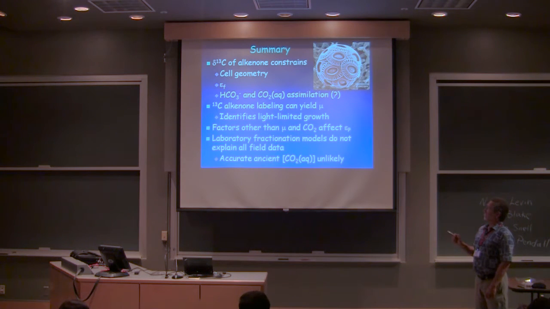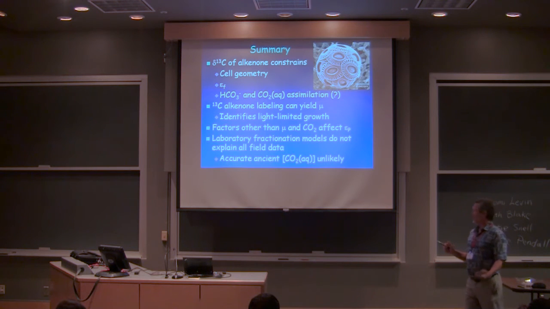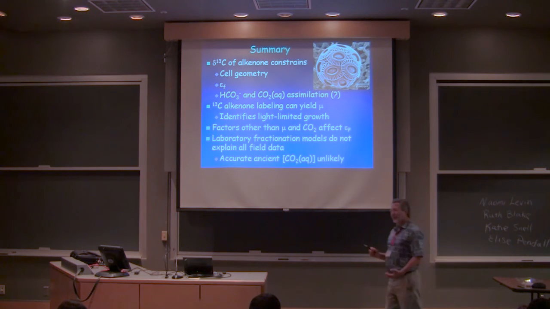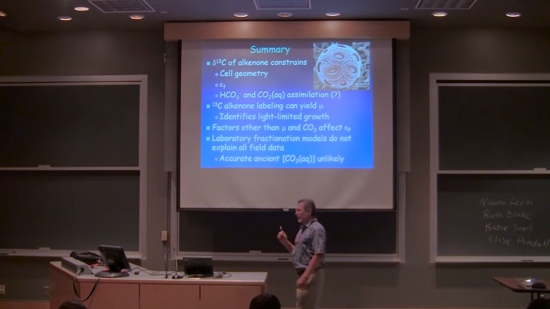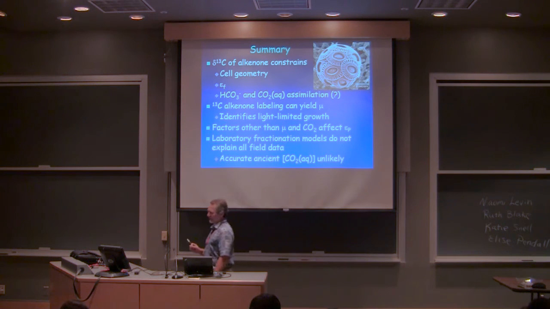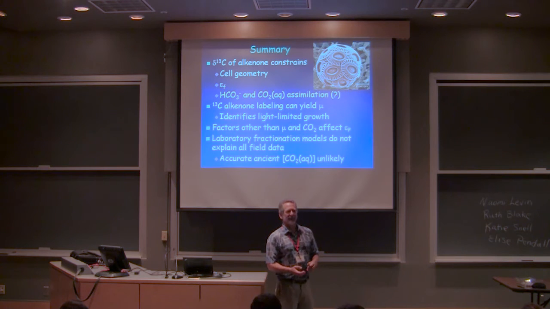We can produce a carbon isotope record of alkanones over the last roughly 50 million years, and it can be related to gross changes in CO2 concentration through time, but getting absolute values of CO2 concentration from these is probably inaccurate. It probably can't be done.